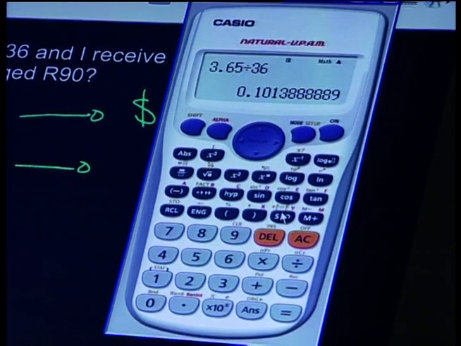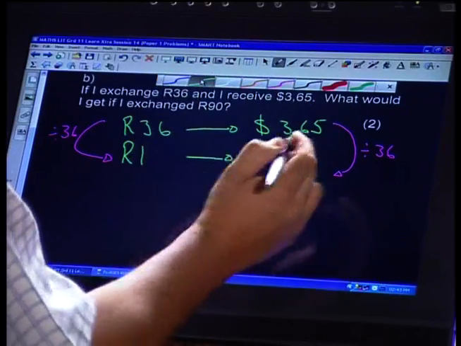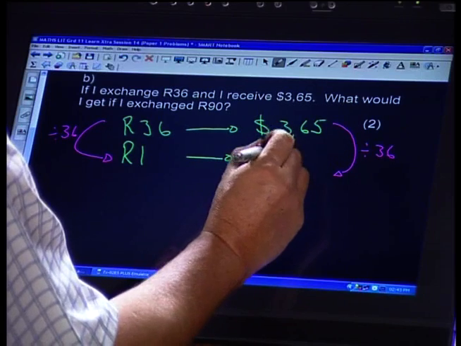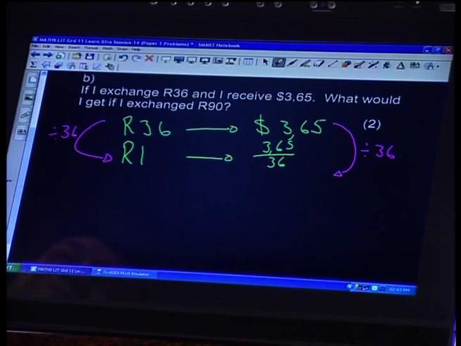Oh my goodness, there are so many 8s there, I got confused myself. Okay? So what I would suggest, because that answer is such a horrible one, is that we do this. We say that's the same thing as saying 3 over 65 over 36. Can you see what I've done?